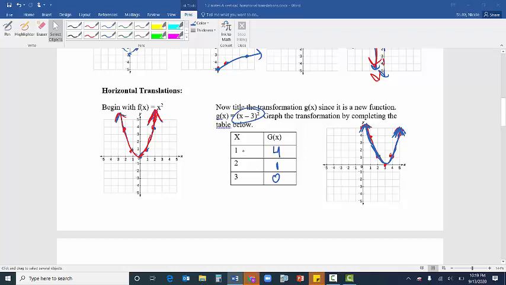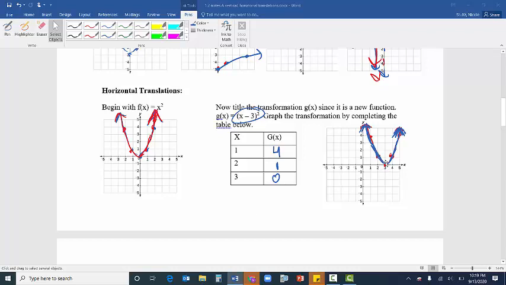So I just plugged in some very simple numbers. You can use any inputs you want. If I put in 1, I'm going to get 4. If I put in 2, I get 1, and 3, obviously I get 0. And then I just took those points and I graphed them right over here. Right? So if you were to keep on making a table, this is what your graph would look like.